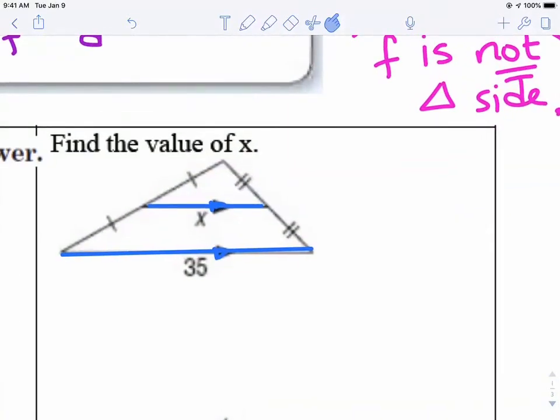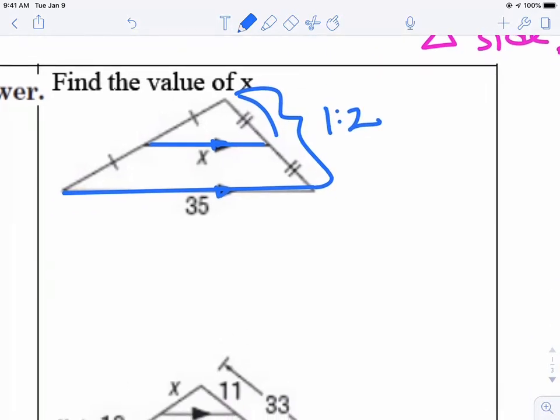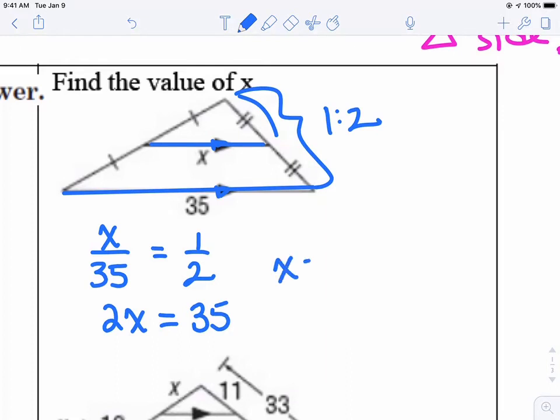So that means that the ratio, because these are congruent, this compared to that is a 1 to 2 ratio. So using the similar triangles, that means x to 35. If the scale factor is 1 to 2, x and 35 have to be in the same ratio. So that would give you x equals 17.5.